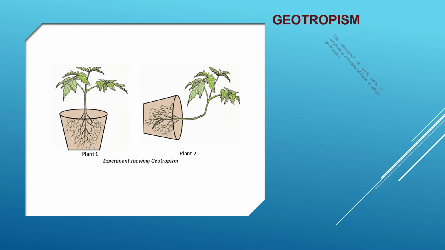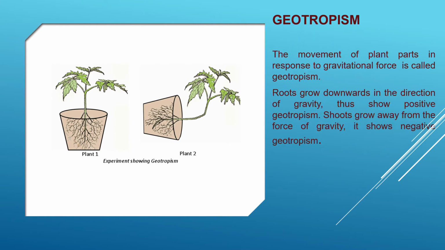Now come to geotropism. What do you mean by geotropism? That is the movement of plant parts in response to gravitational force. Gravitational force comes from the core of the earth. So you can see that the roots grow straight towards the earth.